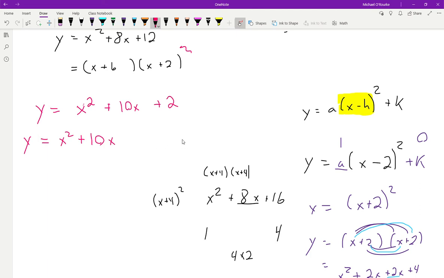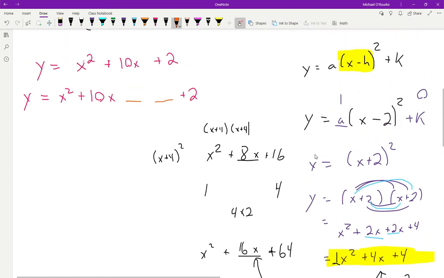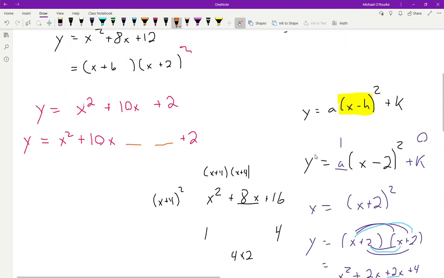Right now, we're just going to ignore this 2. Okay? We're going to put them way over there. And we're going to put in 2 blank spots. Okay? Because we're going to make this a perfect square. Now, what number would we have to put in here to be a perfect square? It's the exact same process we were doing down here. Right? And Cam, being a super smart guy, already said it's 25.